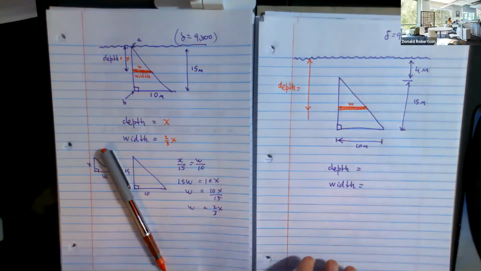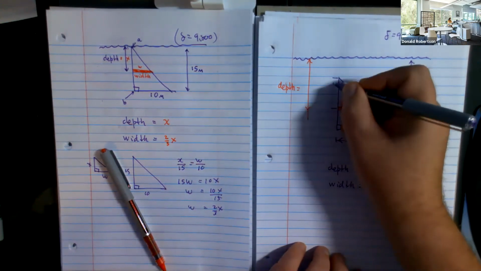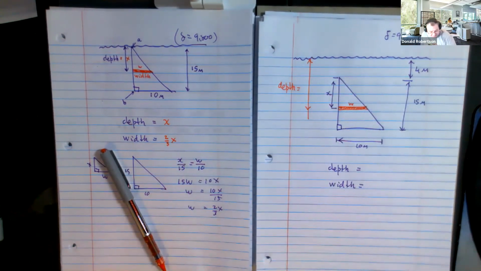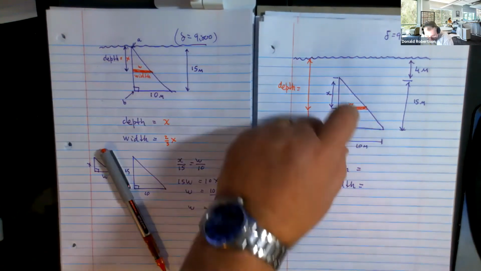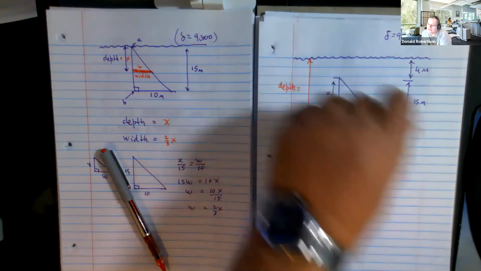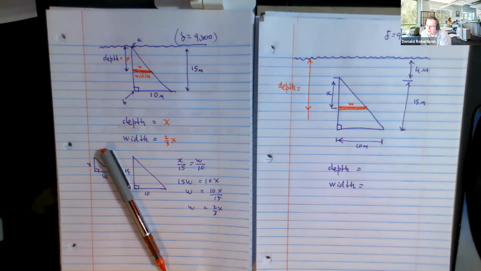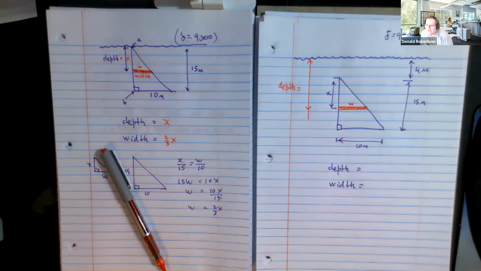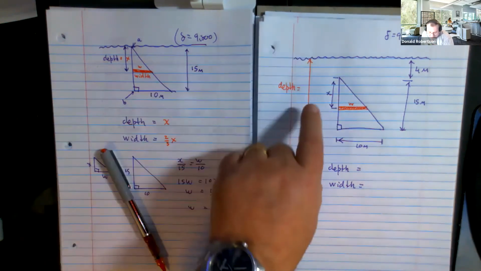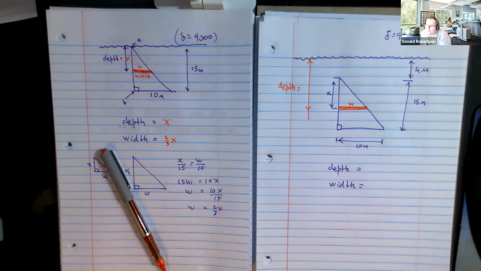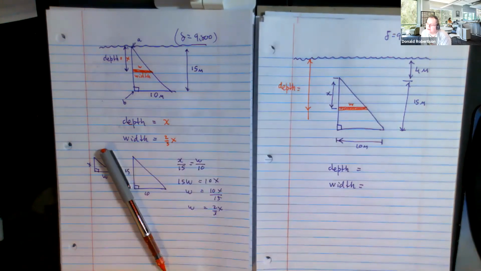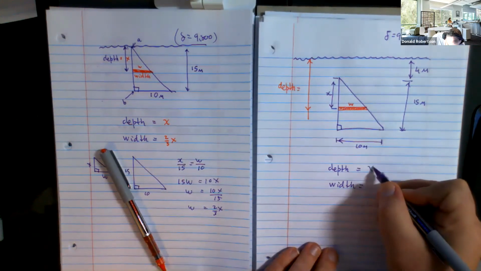Here's the change. I am not going to make the depth X as I did here. I'm going to make the top of the shape to the strip X. And whenever you deal with triangles, you always make the top of the triangle to the strip, call that X. Now that does mean I have to change one thing. The depth isn't X anymore. The depth is that plus X, isn't it? So the depth changes to X add 4.